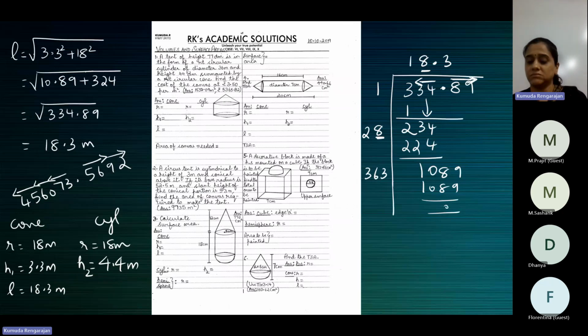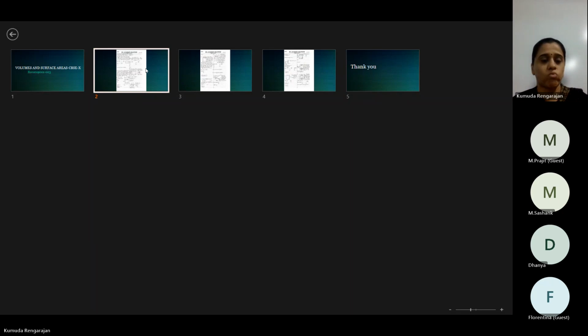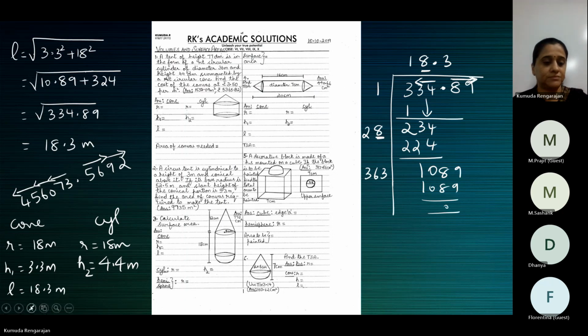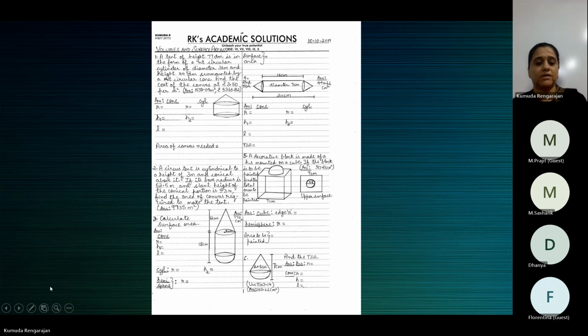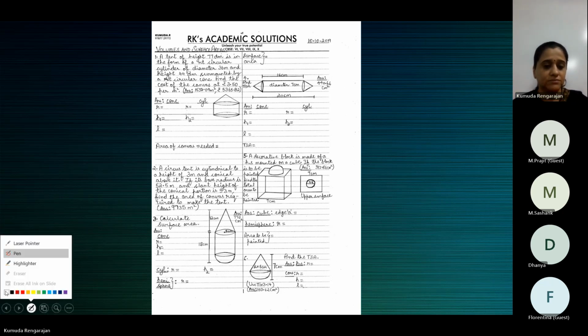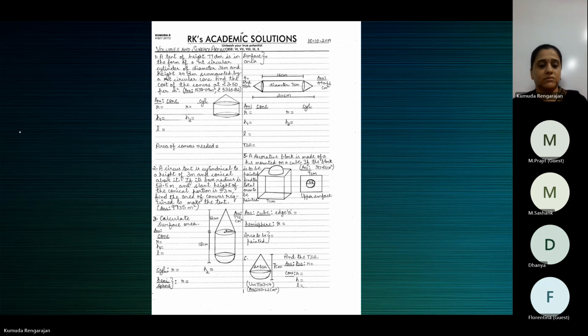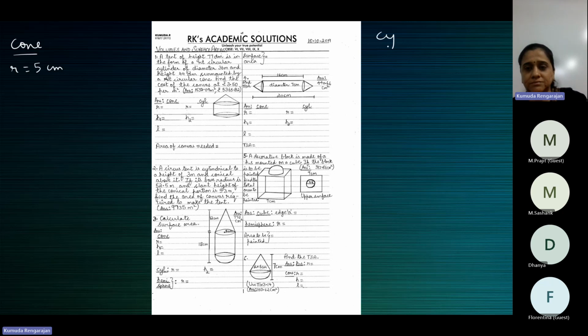Finish writing the question. Okay, so for the third figure, for the cone, what's the radius? If I zoom in, I can't write, so I have zoomed out. What's the radius of the cone? 5, ma'am, all in centimeters. Radius of the cone, 5. What's the radius of the cylinder? 5. What's the radius of the hemisphere?